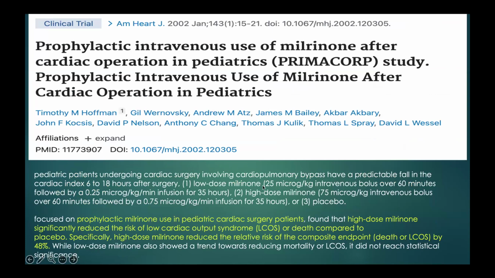So this is a famous study which has established milrinone. In pediatric cardiac surgery patients, there were three sets. One set was receiving low dose milrinone, another set was receiving high dose milrinone, and another set was placebo. So prophylactically, in those patients who were at a higher risk of going into a low cardiac output syndrome, those who received a high dose milrinone had a reduced relative risk of the composite endpoint, that is death or LCOS, by around 48%. So they are saying preemptively in pediatric cardiac surgery patients we may use milrinone in a higher dose.